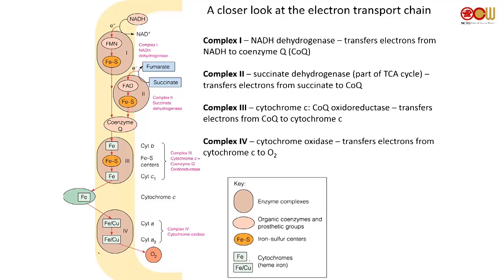All right. So let's take a closer look at the electron transport chain. We have complex 1, complex 2, complex 3, and complex 4.